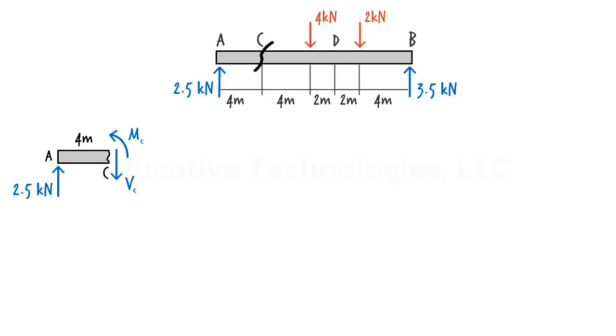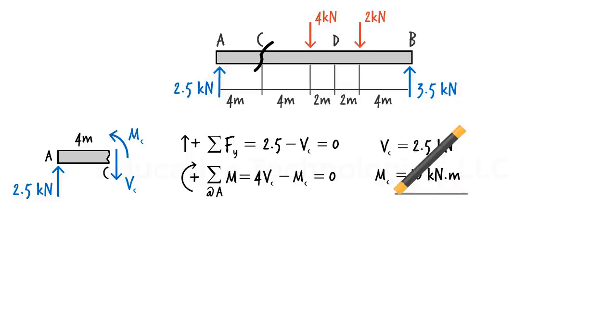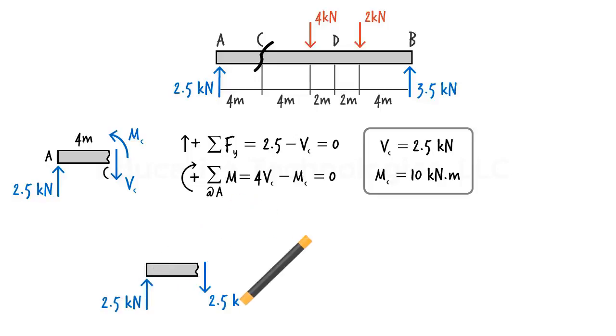How do I know that? Because there are no applied forces in the x direction. The relevant equilibrium equations, therefore, are... From the first equation, we get Vc equals 2.5 kilonewtons. From the second equation, we get Mc equals 10 kilonewton meters. Here are the results shown graphically on the beam.